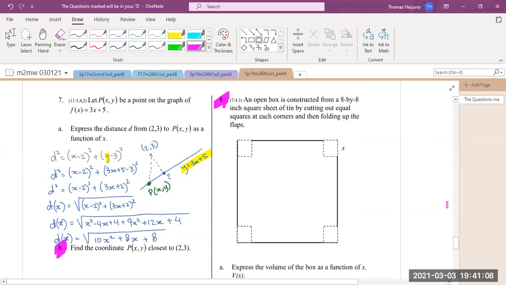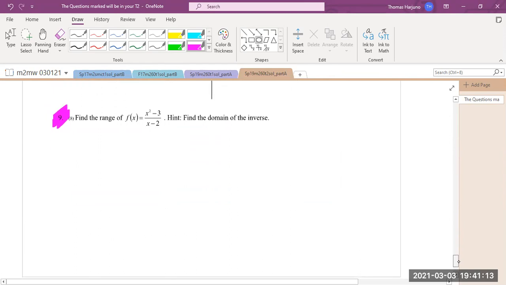How about this one? I'll do this word problem, number 8, later. Let me focus on number 9. Find the range of the function, and the hint is find the domain of the inverse. Now remember, we did this though. I give you the sketch of the work, but get ready that this will be a question you see in your test 2 instead of test 1. The idea is already enough from what we have right now.